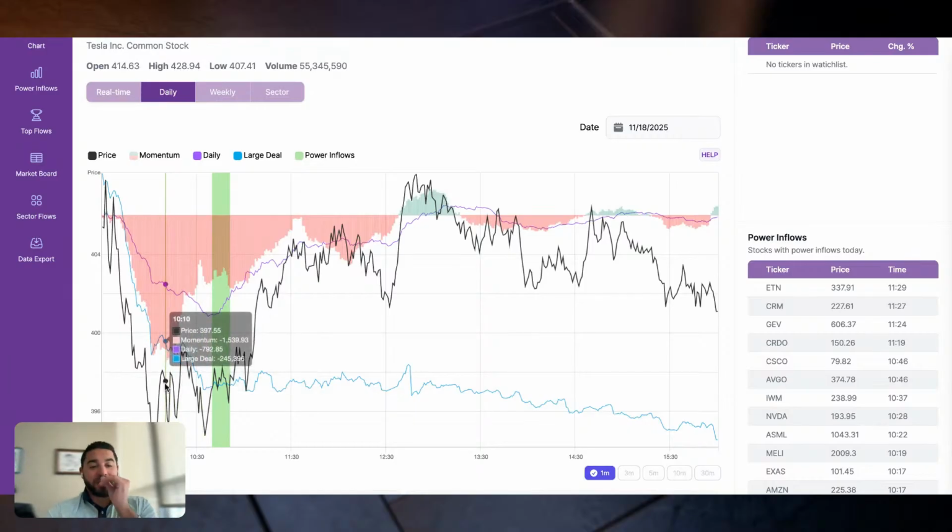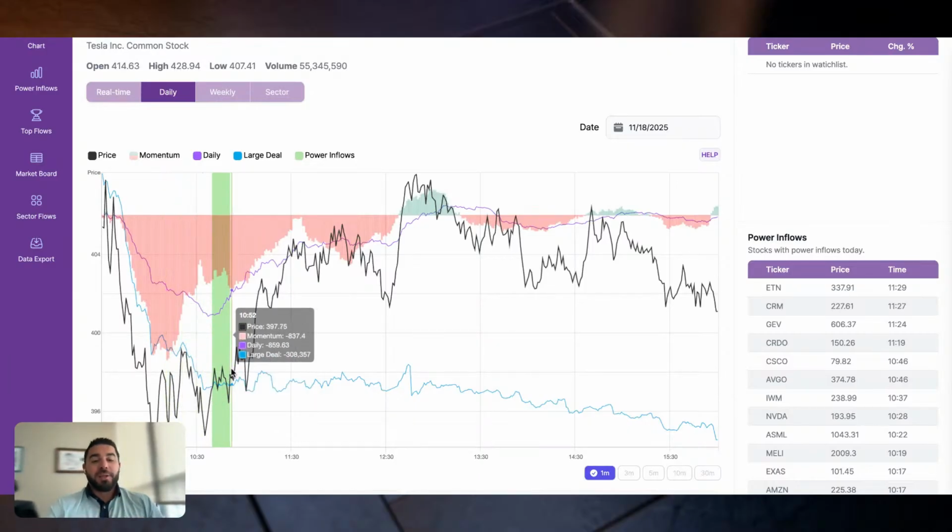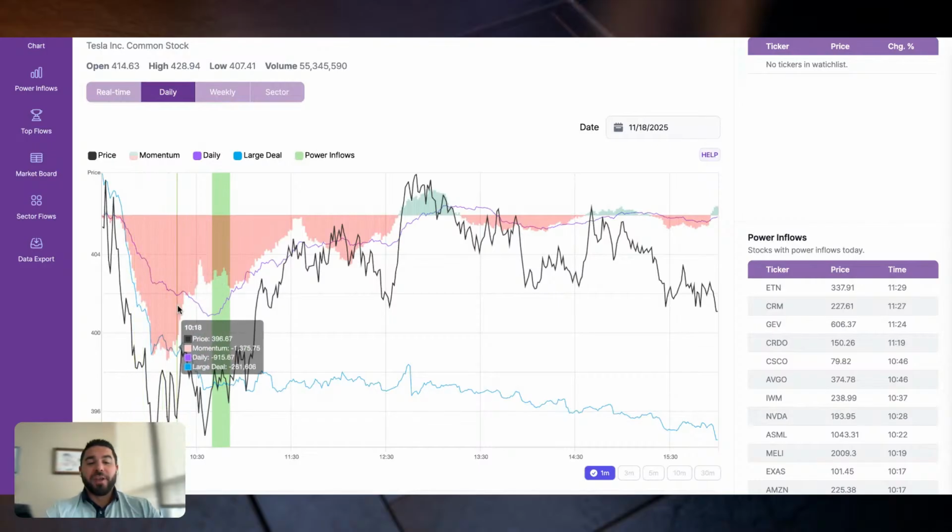So that black line being the stock price there, you'll see that light blue line kind of running with it. That's what we call our large deal flow data. So this is all the big money in the market. Typically anything $100,000 or more is what we would quantify there. And you'll see this red shade here facing down and some of that green shade over here facing up.